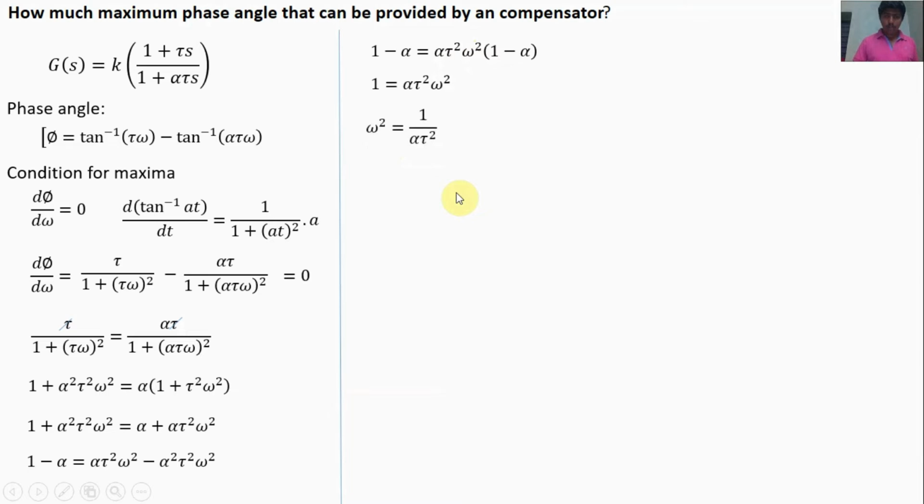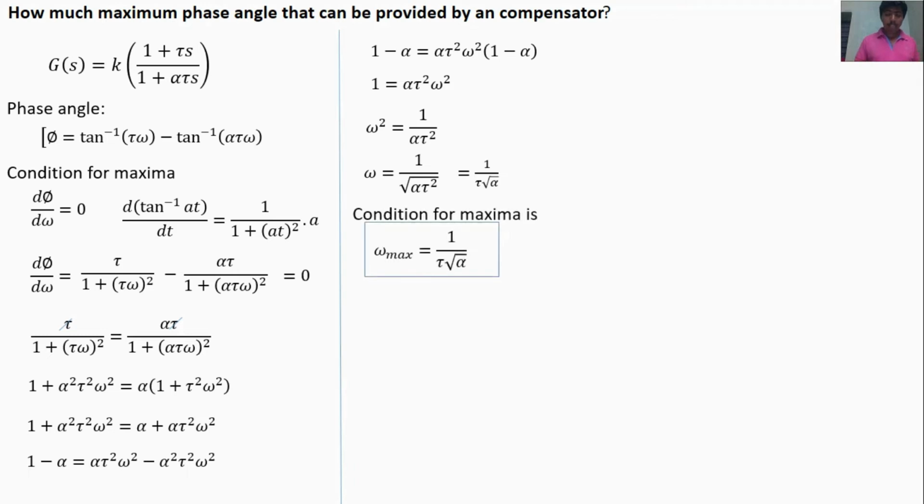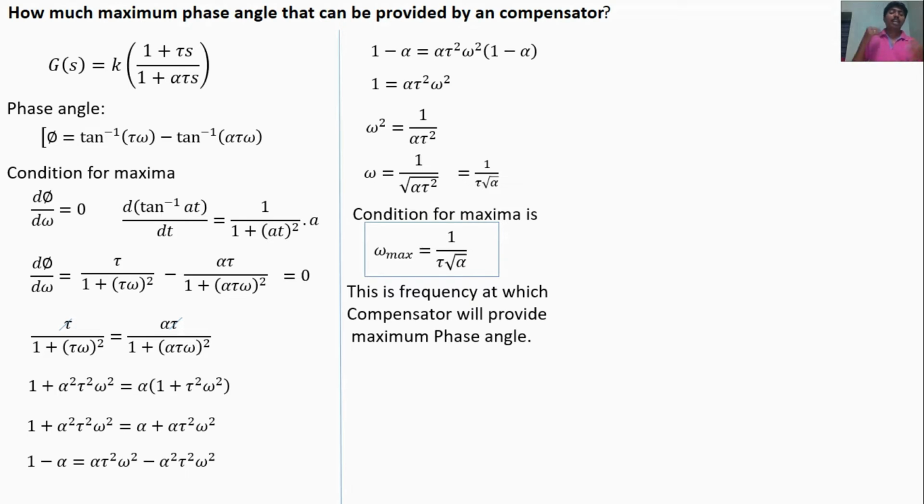So omega square is equal to 1 by alpha tau square. Omega is equal to 1 by root of alpha tau square. This is the condition for the maximum phase angle. We may say that the condition for maxima is omega max is equal to 1 by tau root alpha. This is the frequency at which the compensator will provide the maximum phase angle.